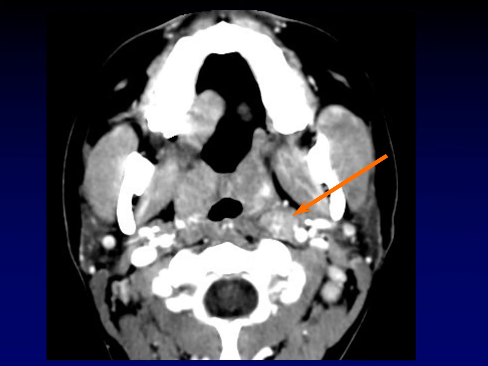The node of Rouvier is an eponym for the most superior of the retropharyngeal lymph node chain. It lies about 2 centimeters below the skull base, and we usually don't see lymph nodes higher than that, closer to the skull base. So if you see something you think is a lymph node right up against the skull base, maybe think twice about that.